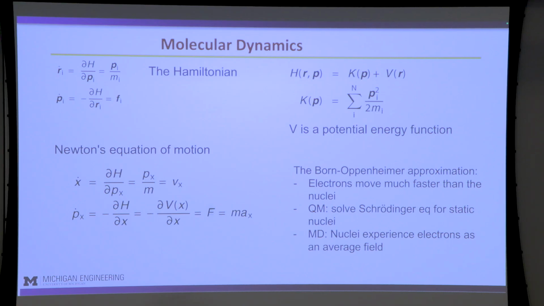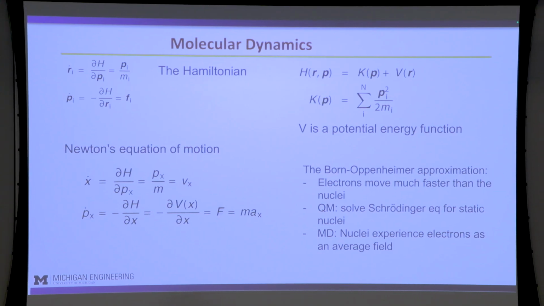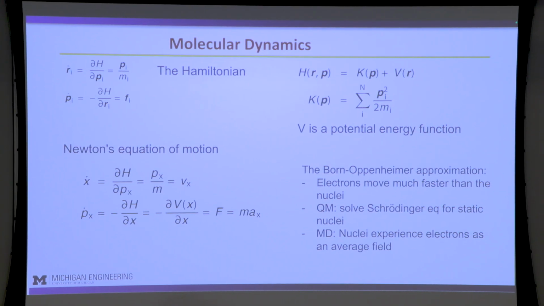Okay? So x is the length, and p is the momenta again, and that recovers F equal ma. In this, we brought in the Born-Oppenheimer approximation. The electrons move much faster than the nuclei. QM solved the Schrödinger equation for static nuclei, if you remember. And in MD, the nuclei experience the electrons as an average field. So it's another way to describe nuclei, electrons, and the atoms.